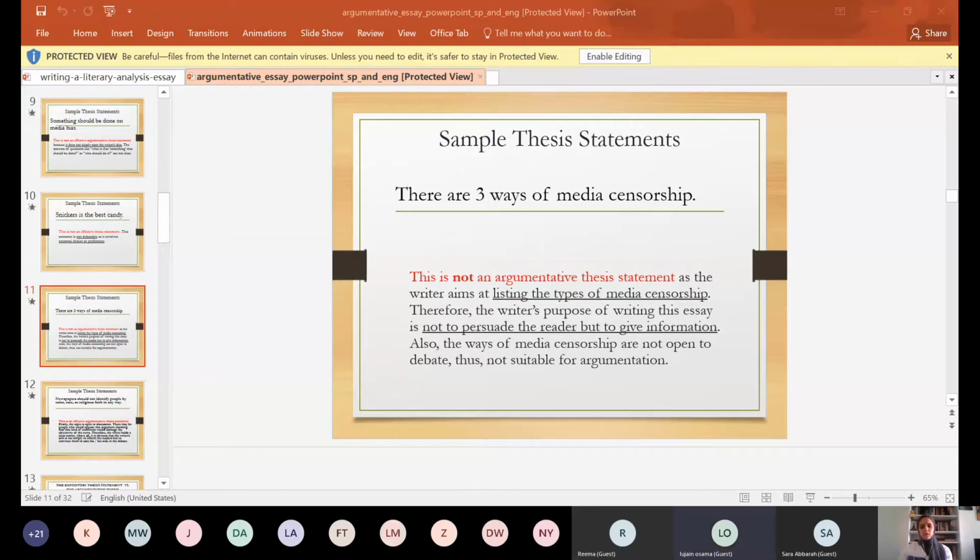Okay? So this is not argumentative. He is listing types of media censorship. He will not debate about the kinds or the ways of censorship. He will just say them. So it's not a debate subject. Yes.